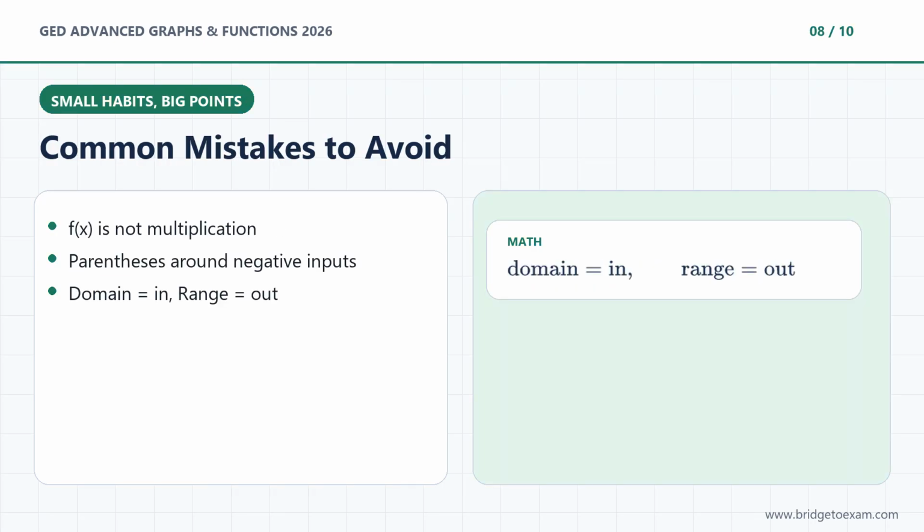3 traps to avoid. First, never read f of x as multiplication. Second, always wrap a negative input in parentheses before you square or multiply. Third, do not mix up domain and range. Domain is the inputs, range is the outputs. A quick way to remember: in the domain, out the range.